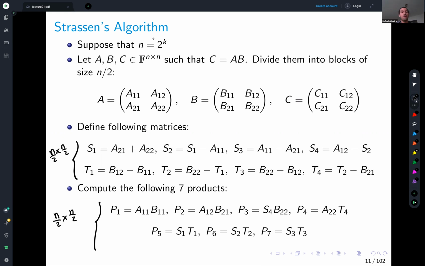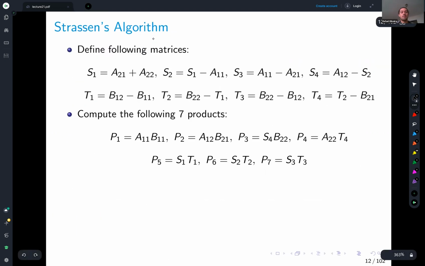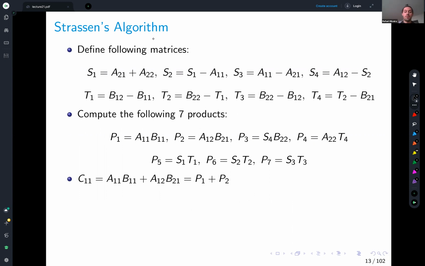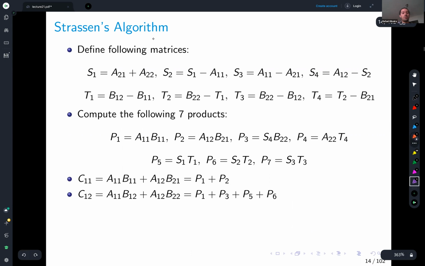Okay. And then once you do this, we have these new matrices, we have these products, and now let's see how we can compute just with these 7 products the product C, right? To do that, let's see first C11. That's pretty easy because we have A11, B11, which we compute as P1, and we have A12 times B21, so that's P2. That's easy, right? Now let's see how we compute C12.